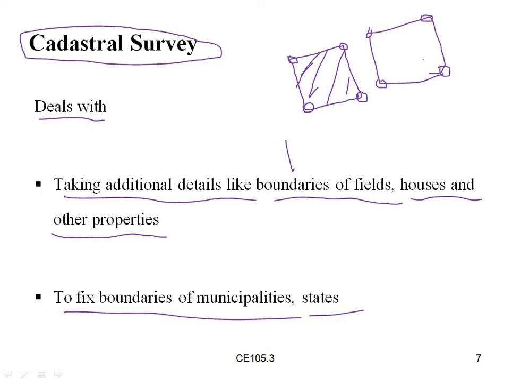And for every state also we will have the boundaries. We can see the states of Telangana, Maharashtra or Gujarat; for every state the boundaries will be there.